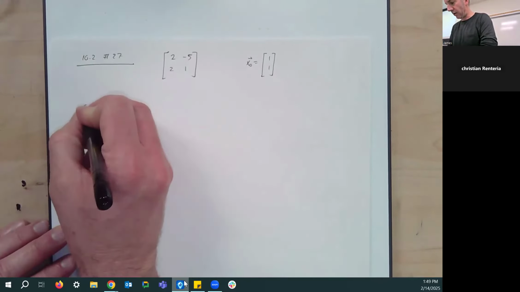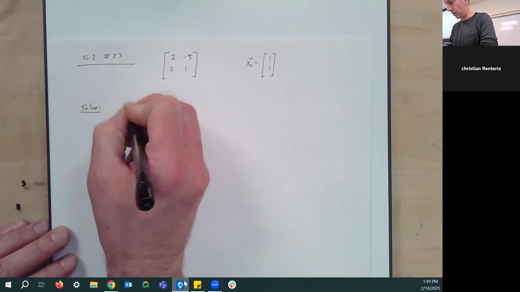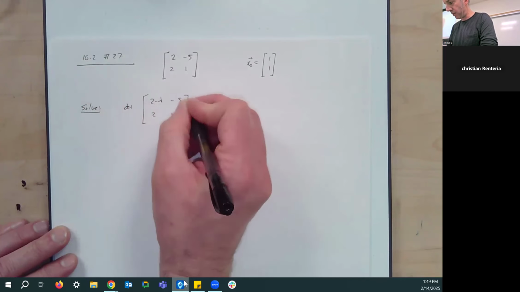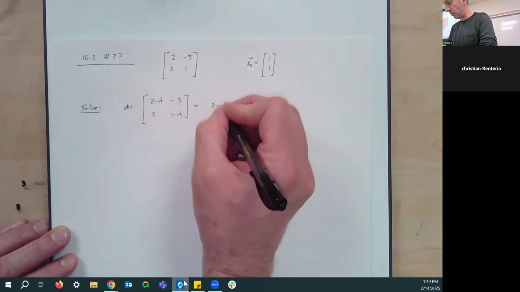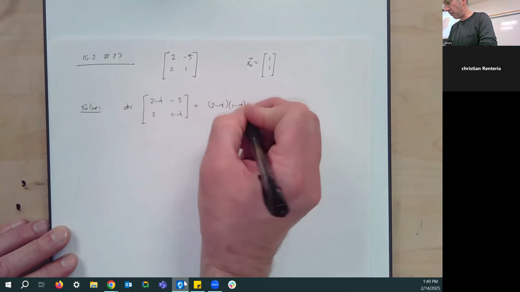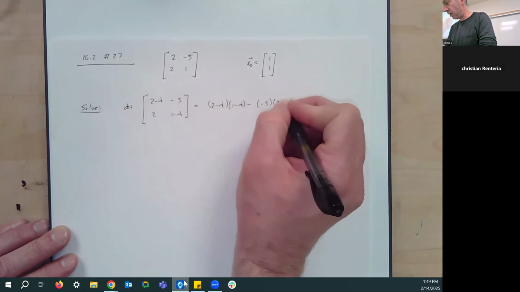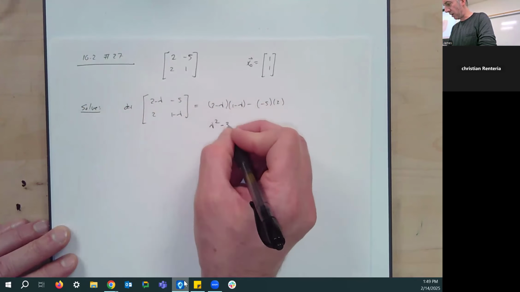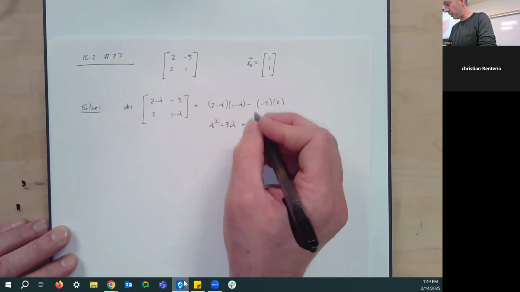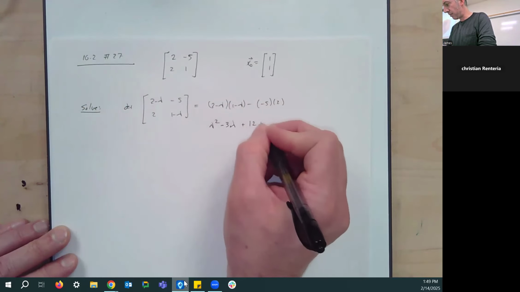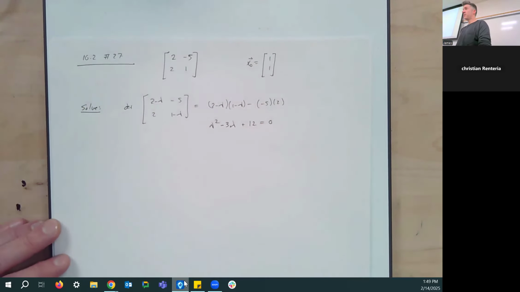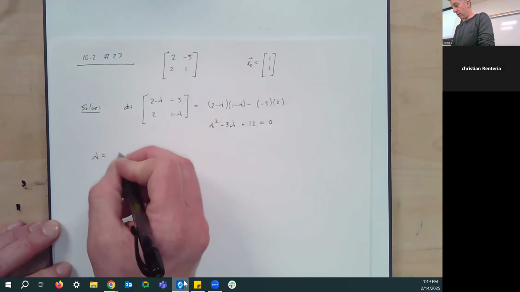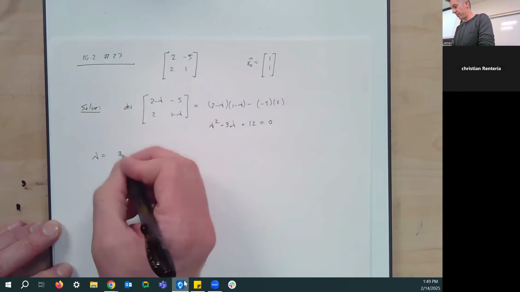So first, the eigenvalues. Determinant of 2 minus lambda, -5, 2, 1 minus lambda is equal to (2 minus lambda) times (1 minus lambda) minus (-5) times 2, which is going to be lambda squared minus lambda minus 2 lambda, which is -3 lambda plus 2 plus 10. Doesn't factor.